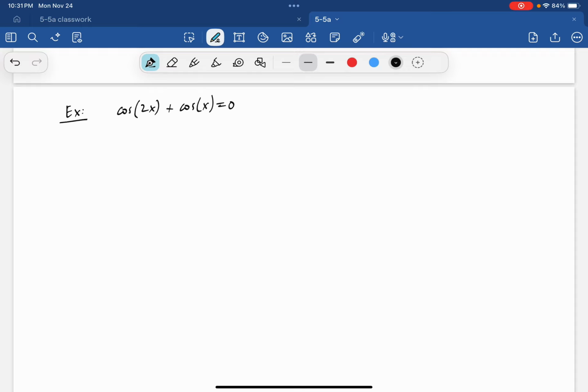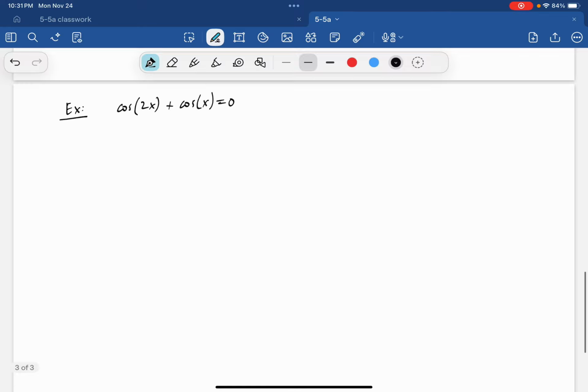So, we see a cosine 2x, and so that indicates that we should probably use the cosine double angle formula, and so we're going to do that. We're going to replace cosine 2x with cosine squared x minus sine squared x, right? Because this is the double angle formula for cosine, and then plus cosine x equals 0.